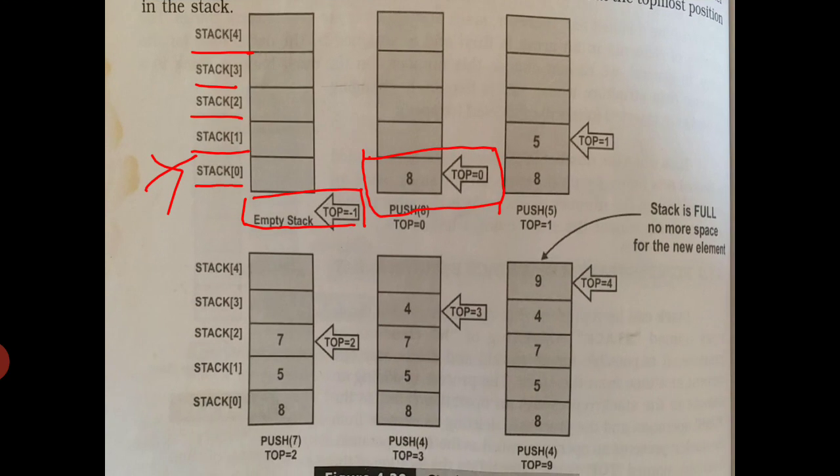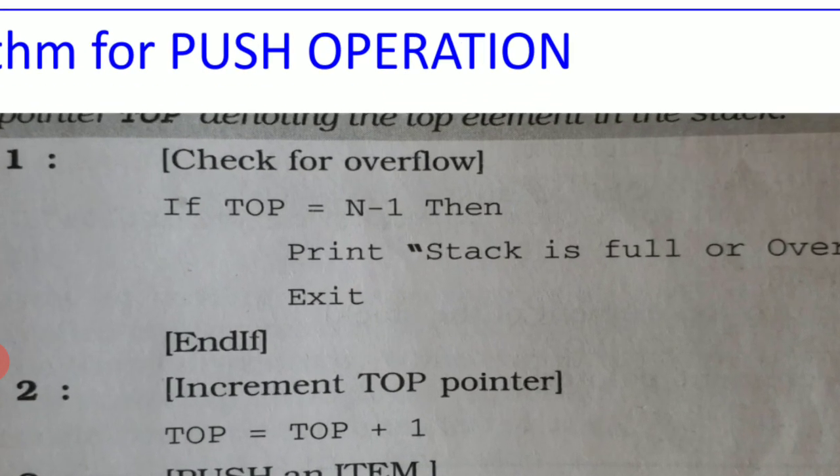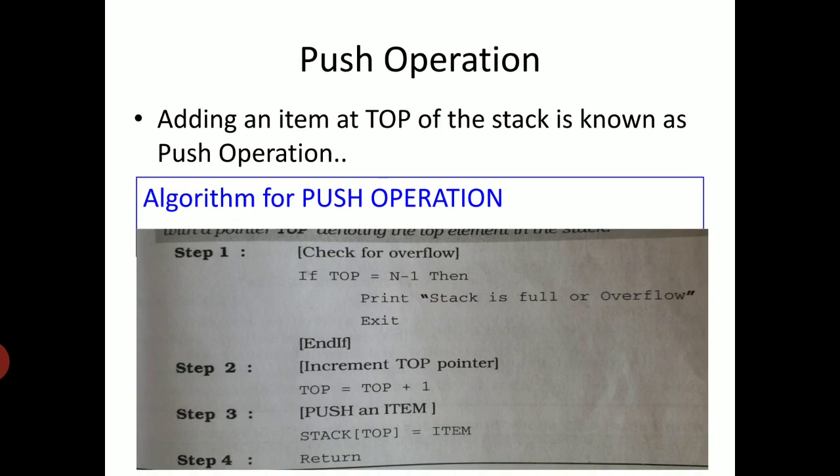You come back to the algorithm again. You see here the fourth step, return. Return means again you have to go back to input the second element. So it's not mandatory that you add all the elements at a time. It depends on the user's need. If he wants to continue, he can continue again from the first step. Again in the first step, remember you check whether the stack is full or not. And in the second step, if it is not full, if the if condition goes false, then you are going to increment the top value by 1.